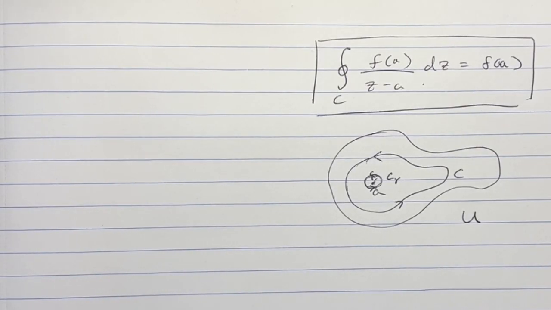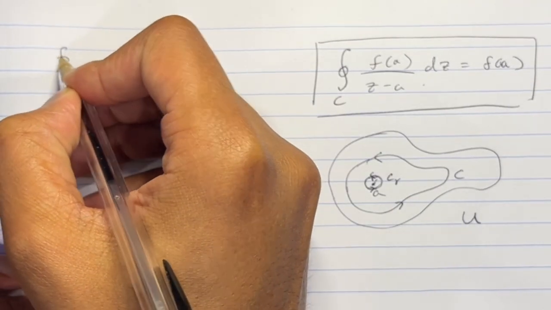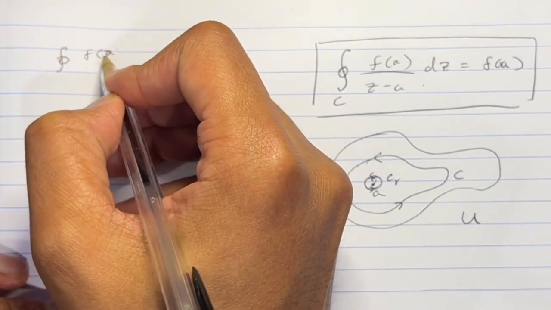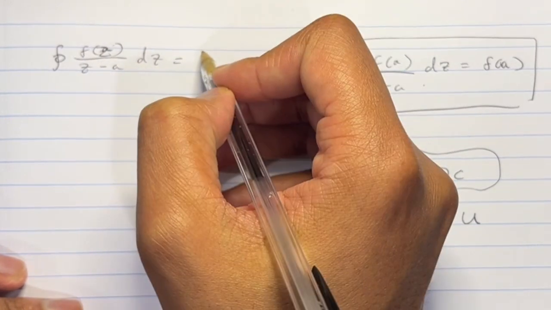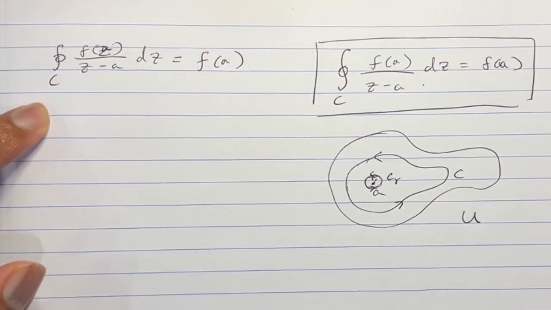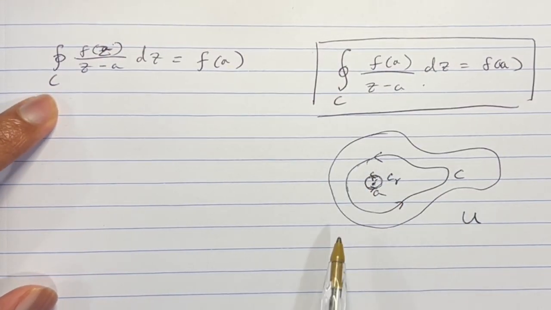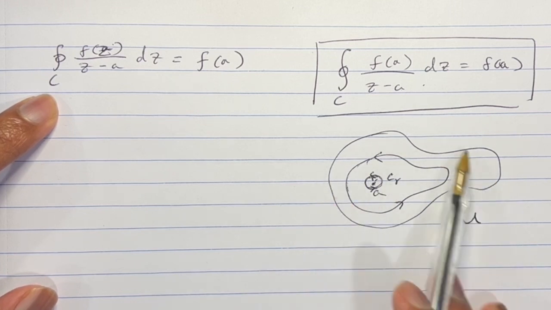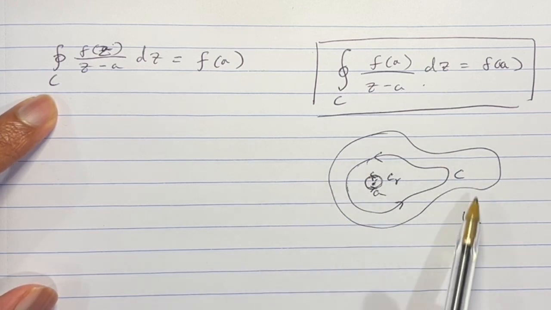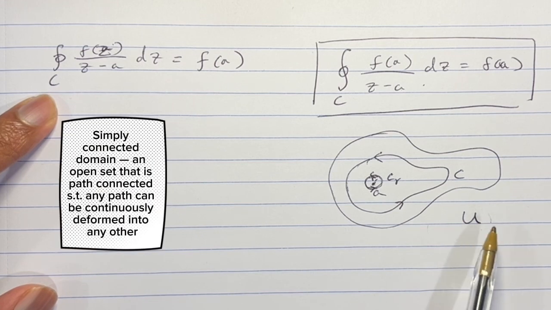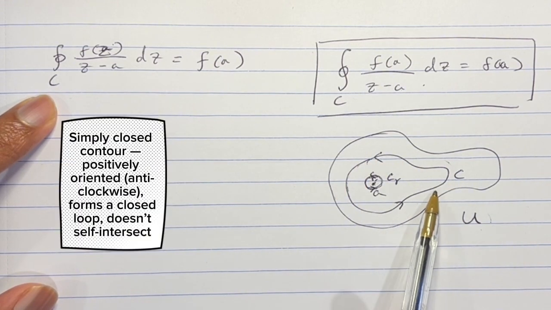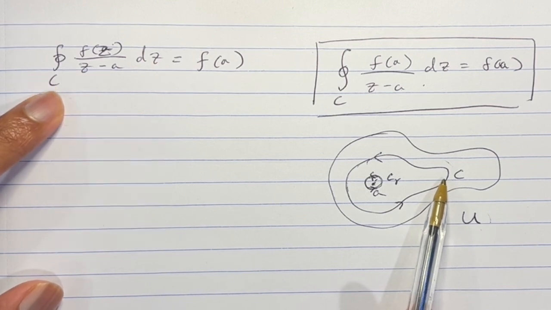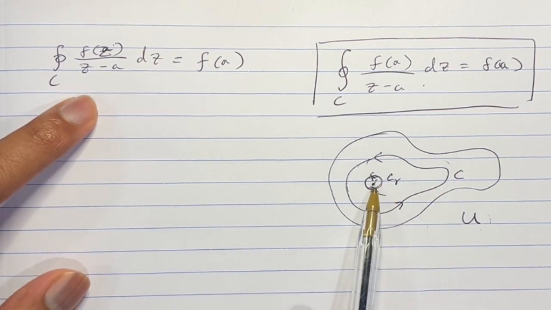So in this video we're going to prove Cauchy's integral formula. Cauchy's integral formula says the integral of f(z) over z minus a dz, over some simple closed contour, is f evaluated at a. This is a picture of what we mean. We have f holomorphic on this simply connected domain U, and we have this contour C, which we're integrating over, and a point a is inside that contour.